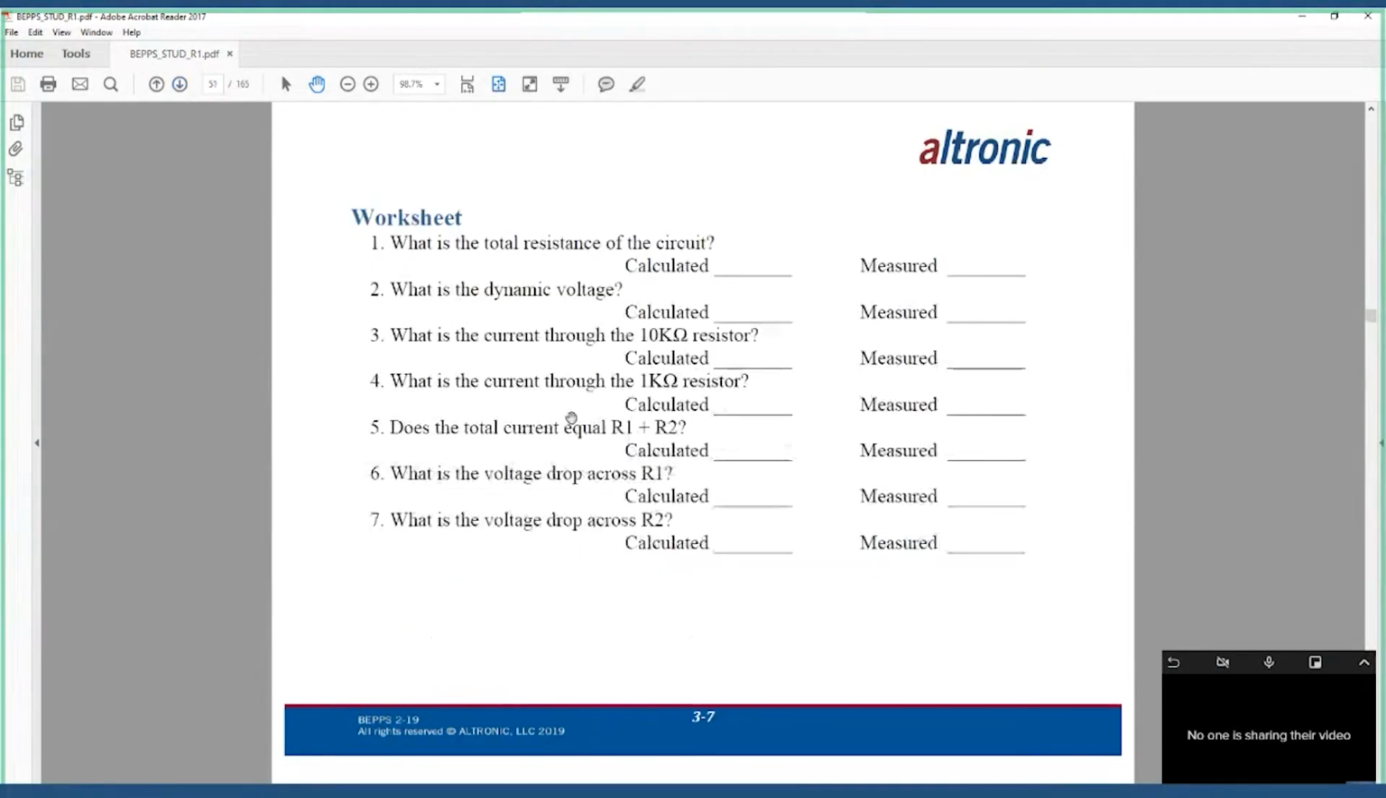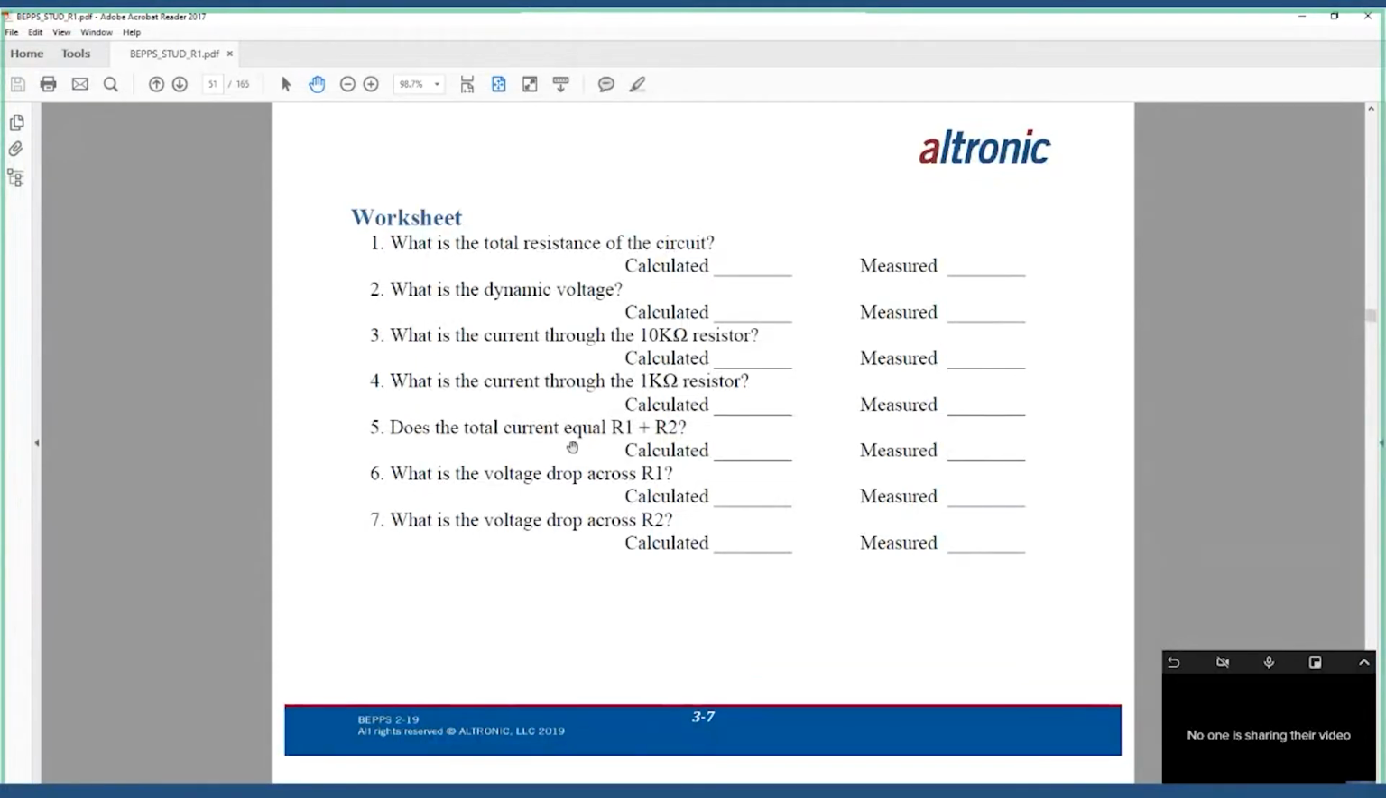So what's the current through the 1,000 ohm resistor? Again, 9 volts divided by 1,000. What you got, Lester? 0.0090. Now, almost the same thing, just a little bit off, but it makes sense between a 1,000 and a 10,000 ohm resistor.